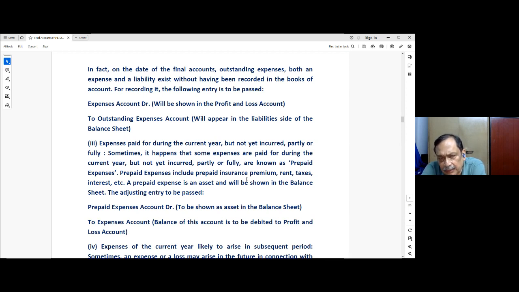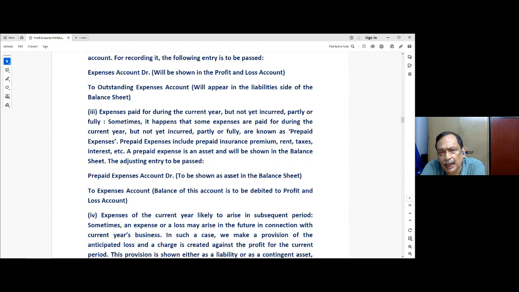We are coming to the third category: expenses paid for during the current year but not yet incurred, partly or fully. Sometimes it happens that some expenses are paid for during the current year but not yet incurred, partly or fully. These are known as prepaid expenses. Prepaid expenses include prepaid insurance premium, rent, taxes, interest, etc. A prepaid expense is an asset and will be shown in the balance sheet.